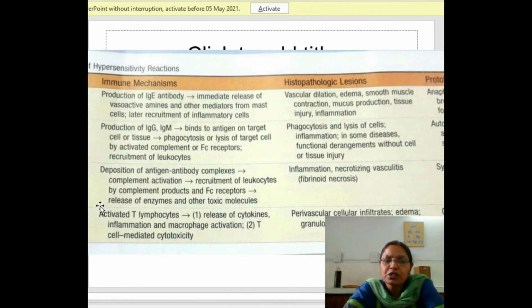In immune complex mediated type 3 hypersensitivity reaction, there is deposition of antigen antibody complexes, and there is inflammation, necrotizing vasculitis or fibrinoid necrosis. And the prototypes are SLE and glomerulonephritis, serum sickness, Arthus reaction. In cell mediated type 4 hypersensitivity reaction, there are activated T lymphocytes, there is release of cytokines. There is perivascular cellular infiltrate, edema, granuloma formation, cell destruction. The prototypes are contact dermatitis, multiple sclerosis, type 1 diabetes, and tuberculosis.